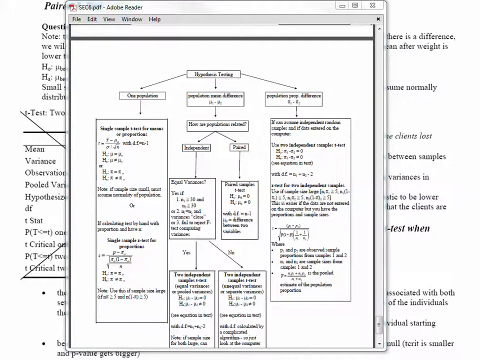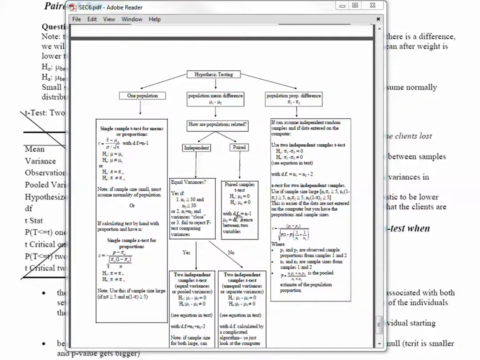Now let's take a look at a paired two-sample t-test. So we're doing hypothesis testing. We've determined that we're measuring the population mean differences. In this problem, we're going to be looking at the weights of men and women before and after the weight loss program. Because we recognize that there is a relationship, this is called a paired t-test.